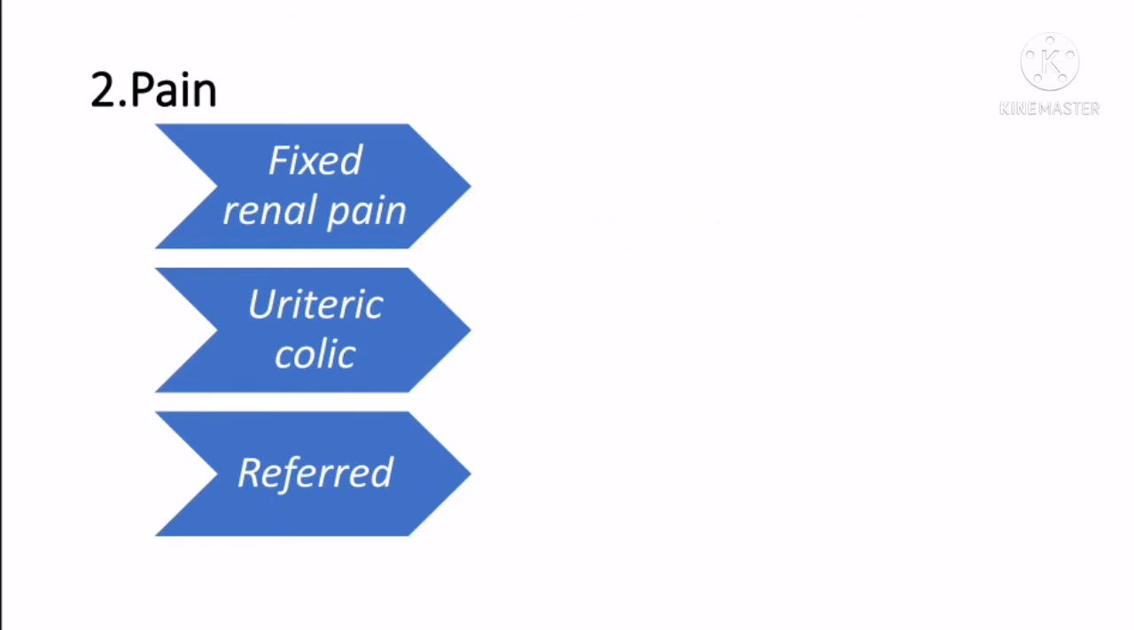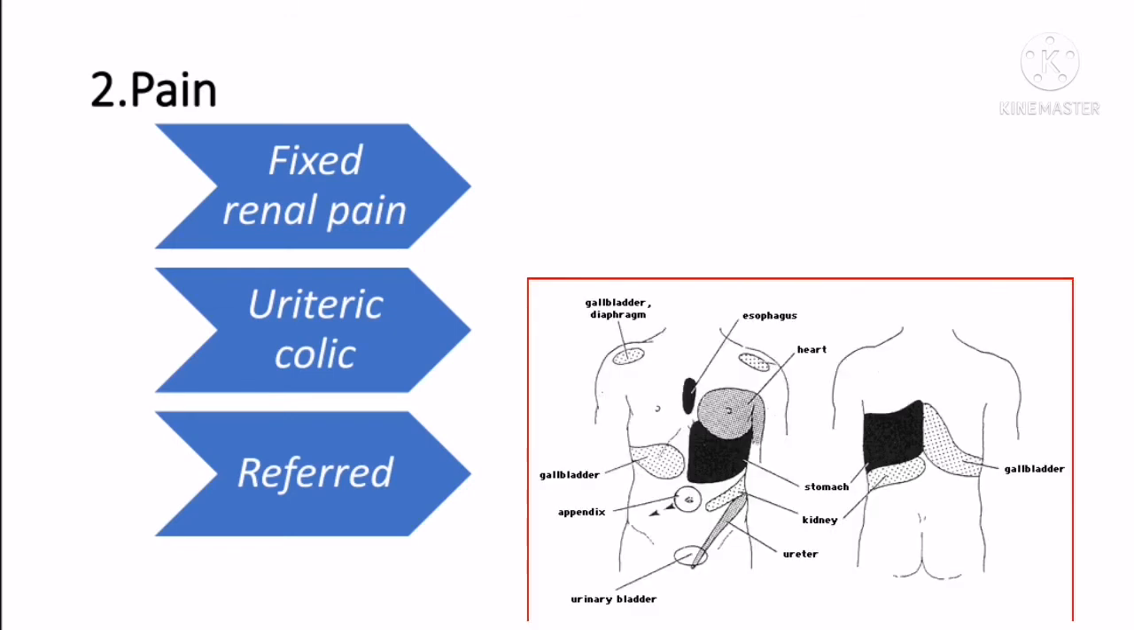And the third pain is referred pain. It is quite a rare pain. It is referred all over the abdomen. Such pain simulates peptic ulcer or gallbladder disease. Sometimes pain may be referred to the opposite kidney, which is also known as renal reflex.